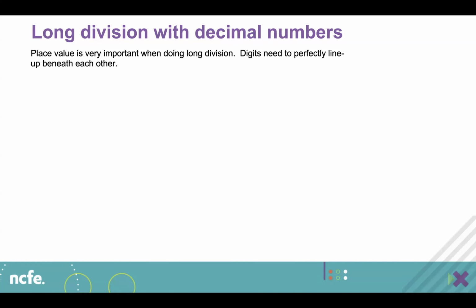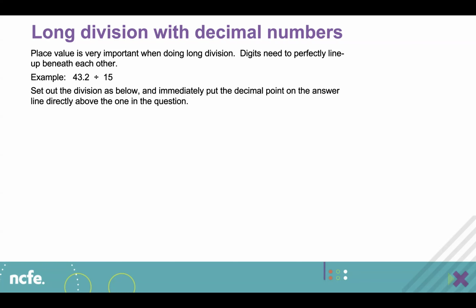Long division with decimal numbers. Place value is very important when doing long division. Digits need to be perfectly lined up beneath each other. 43.2 divided by 15. Set out the division below and immediately put the decimal point on the answer line directly above the one in the question. Now you are ready to start.